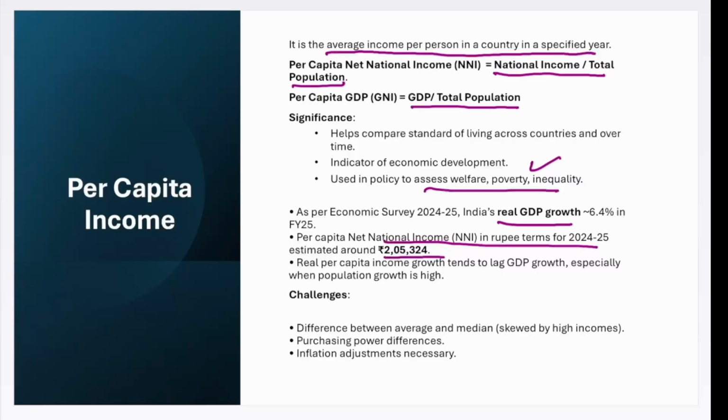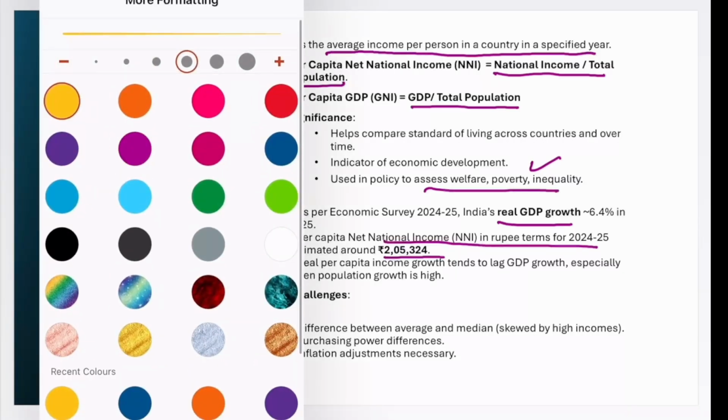Real per capita income growth tends to lag GDP growth, especially when population growth is high. So when population grows faster, there is a greater tendency that real per capita income would grow even slower, because we may not be able to grow that fast when the population is growing. Now, it's a very simple argument. I'll explain this in a very simple way.